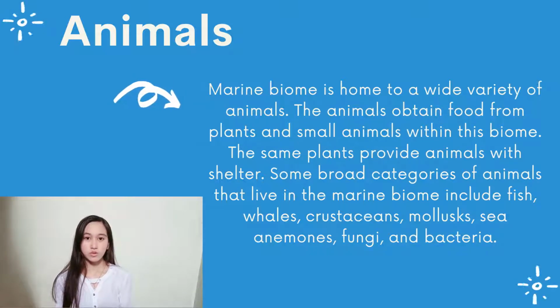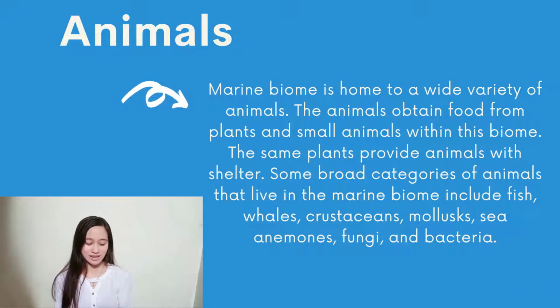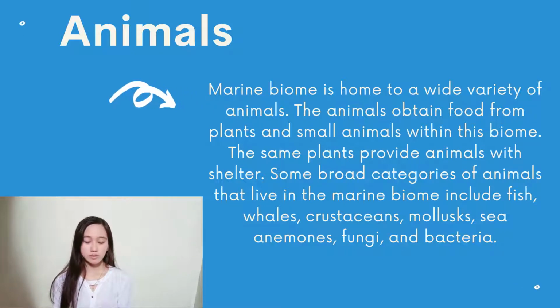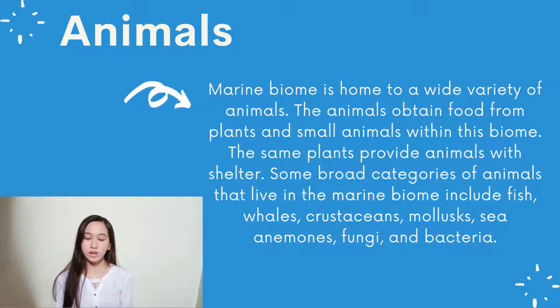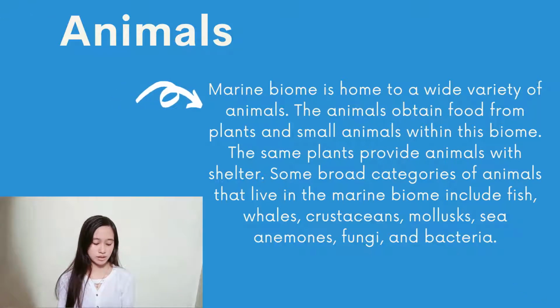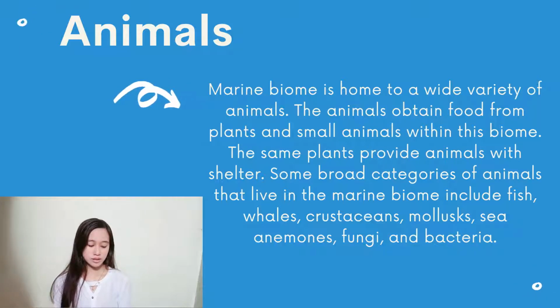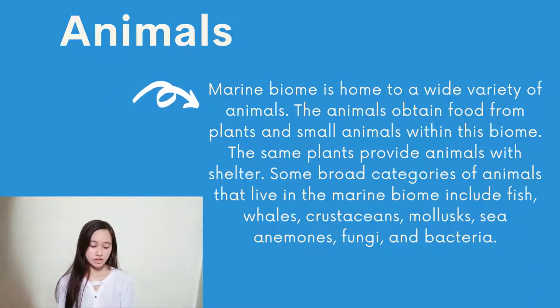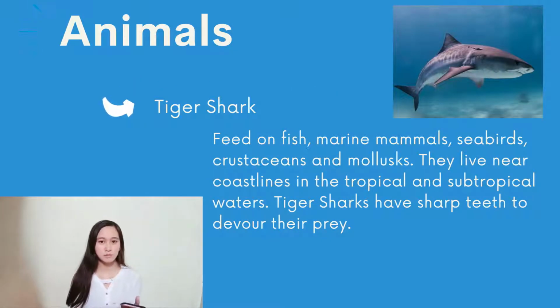Marine biome is home to a wide variety of animals. The animals obtain food from plants and small animals within this biome. The same plants provide animals with shelter. So it says that the plants serve as food and shelter to the animals. Some broad categories of animals that live in the marine biome include fish, whales, crustaceans, mollusks, sea anemones, fungi, and bacteria.